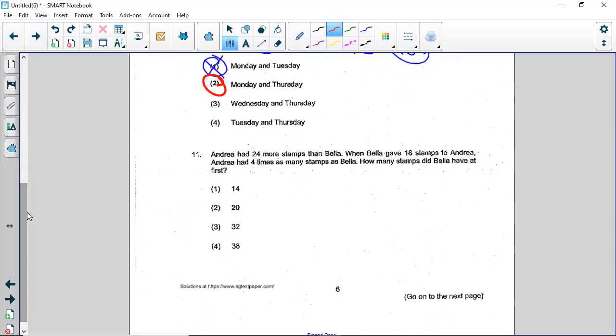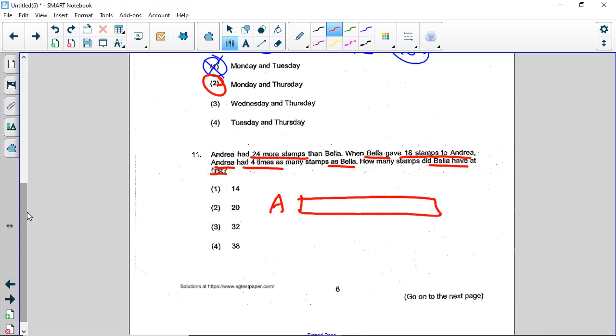Okay, model drawing. How do I know it's model drawing? Because you can see there are more stems. Andrew had more than Bella. And when Bella gave 18 stems to Andrew, Andrew had 4 times as many as Bella. How many stems did Bella have at first? So if it's a before and after problem, you have 2 methods: the table method or the model drawing. So let's draw the model because we are all very used to model.